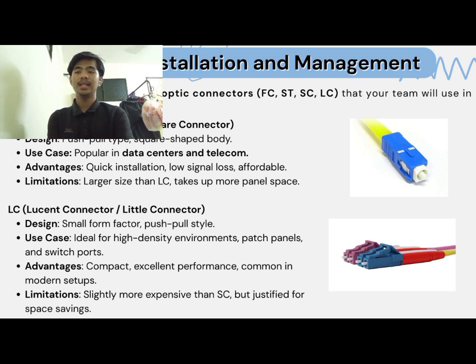And the last type is LC connector, or also known as lucent connector or little connector. Its design is small form factor and push-pull style. Its use case is ideal for high-density environments, patch panels, and switch ports. Its advantages are compact, excellent performance, and common in modern setups. And its limitations are slightly more expensive than SC, but justified for space savings.